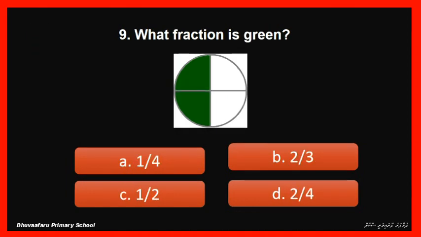Question number 9. What fraction is green? A, 1 by 4; B, 2 by 3; C, 1 by 2; or D, 2 by 4.